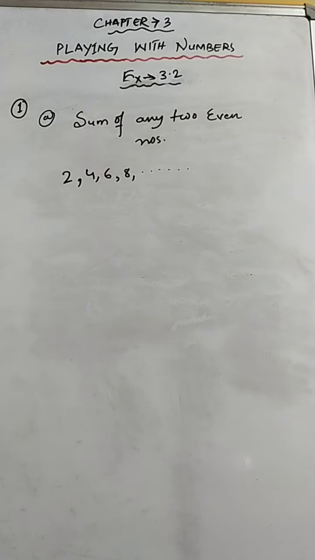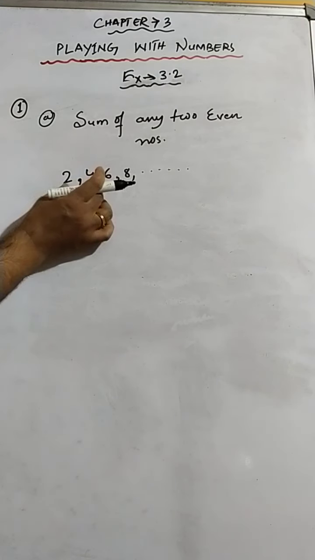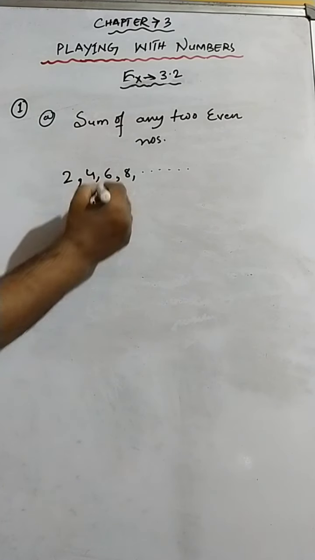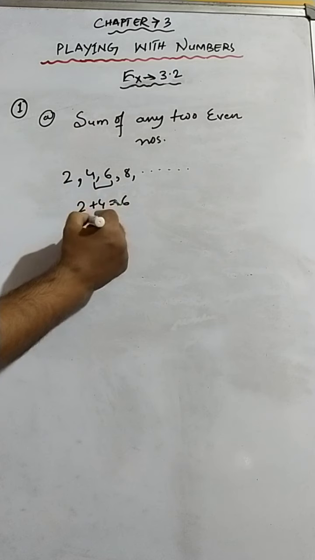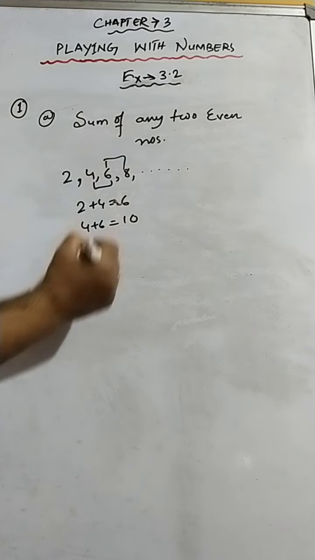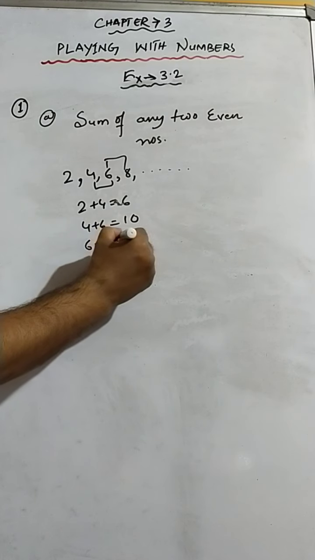Okay, so now what will happen if I add two even numbers? Let us check. So 2 plus 4 is what? 6. Again, what will happen if we add 4 and 6? 4 plus 6 is 10. What will happen if I add 6 and 8? 6 plus 8 is 14.